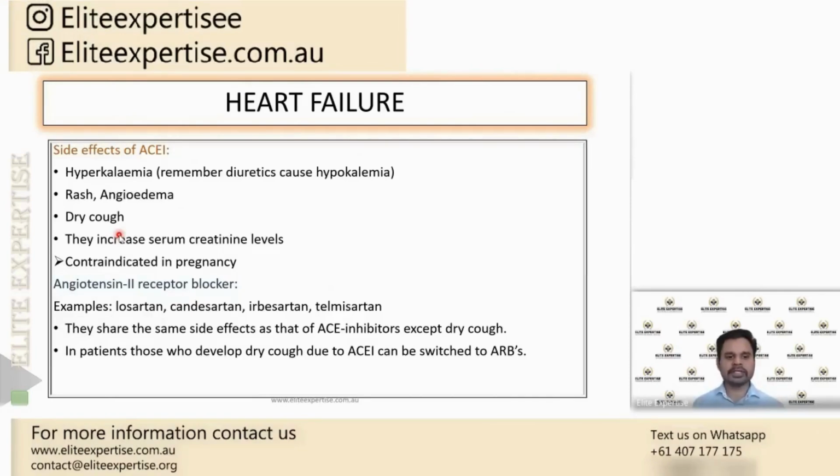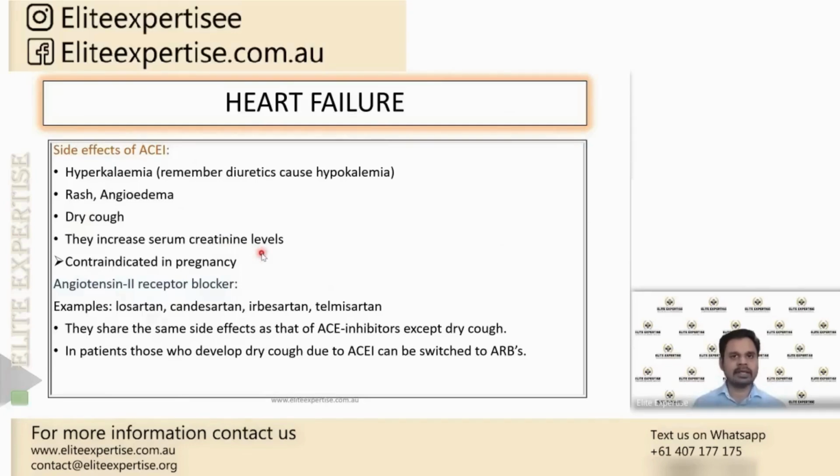So when we put the patient on ACE inhibitors, what happens is that ACE inhibitors prevent the hydrolysis or the degradation of bradykinins in the body. As a result, the bradykinin levels get increased. So due to the increase in bradykinin levels, it leads to dry cough, angioedema, rash and other problems in the patient. And ACE inhibitors increase the serum creatinine levels.